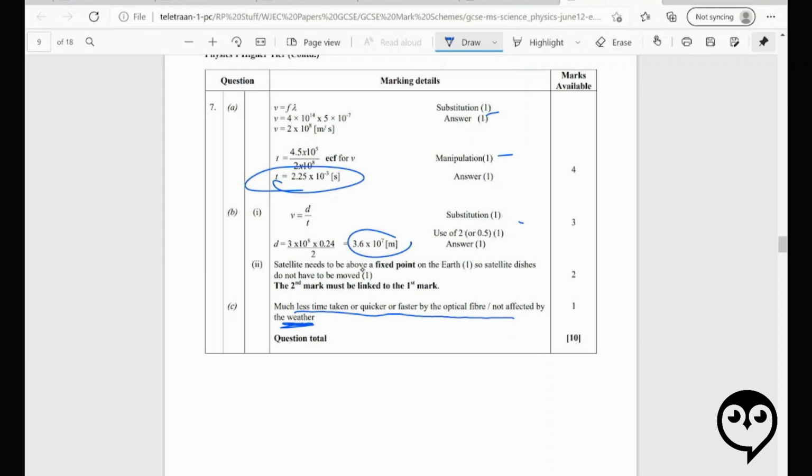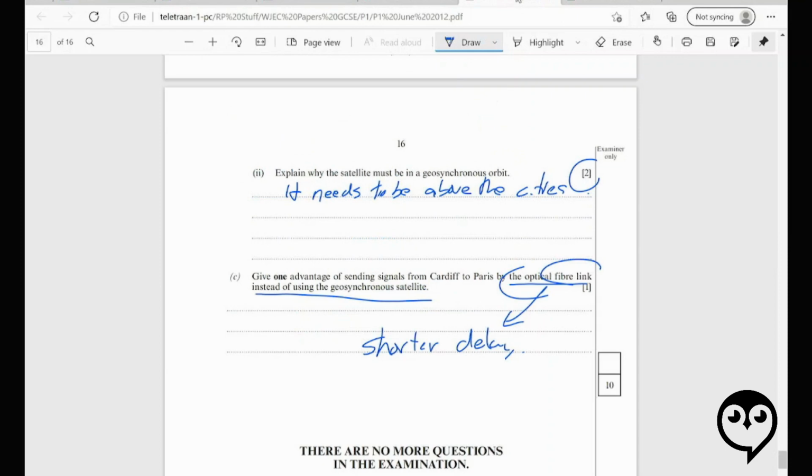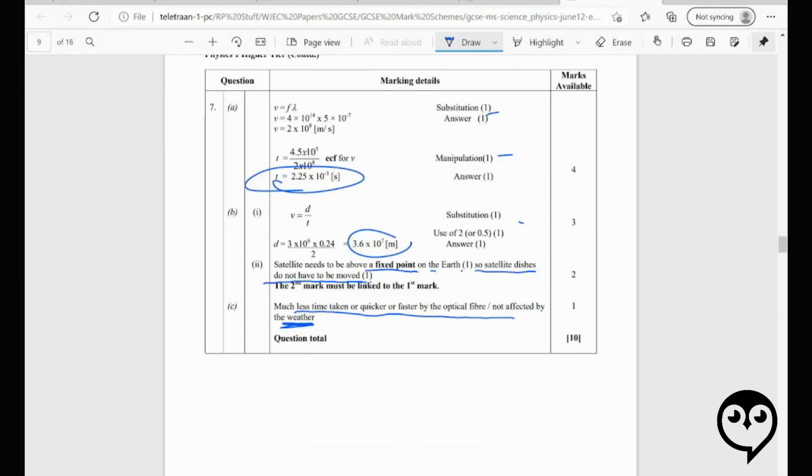It needs to be above a fixed point on Earth, so satellite dishes do not have to be moved. That's the bit that I was forgetting. Yes, okay, so I said it needs to be above the 2 cities. That's fine, but if you think about all your sky satellite dishes, we aim them in one direction, and that's that. We don't want them to have to move around and track when you've got the satellite moving around, okay?